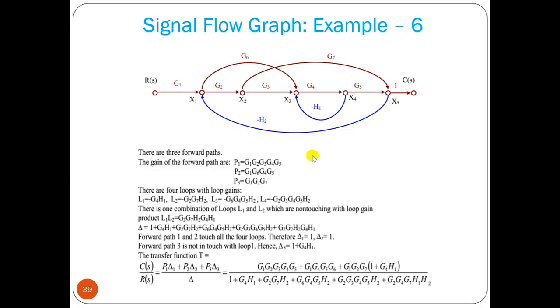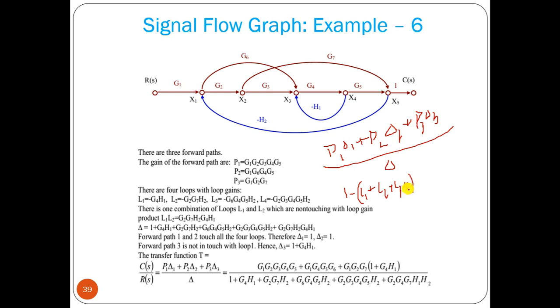Now we got these 4 loops. What we have is the formula P1 delta 1 plus P2 delta 2 plus P3 delta 3, divided by delta. Now delta means 1 minus the individual loop gains, that we can write as L1 plus L2 plus L3 plus L4, then minus plus the non-touching pair products. Now let us find out if there are any non-touching pair loops or not.